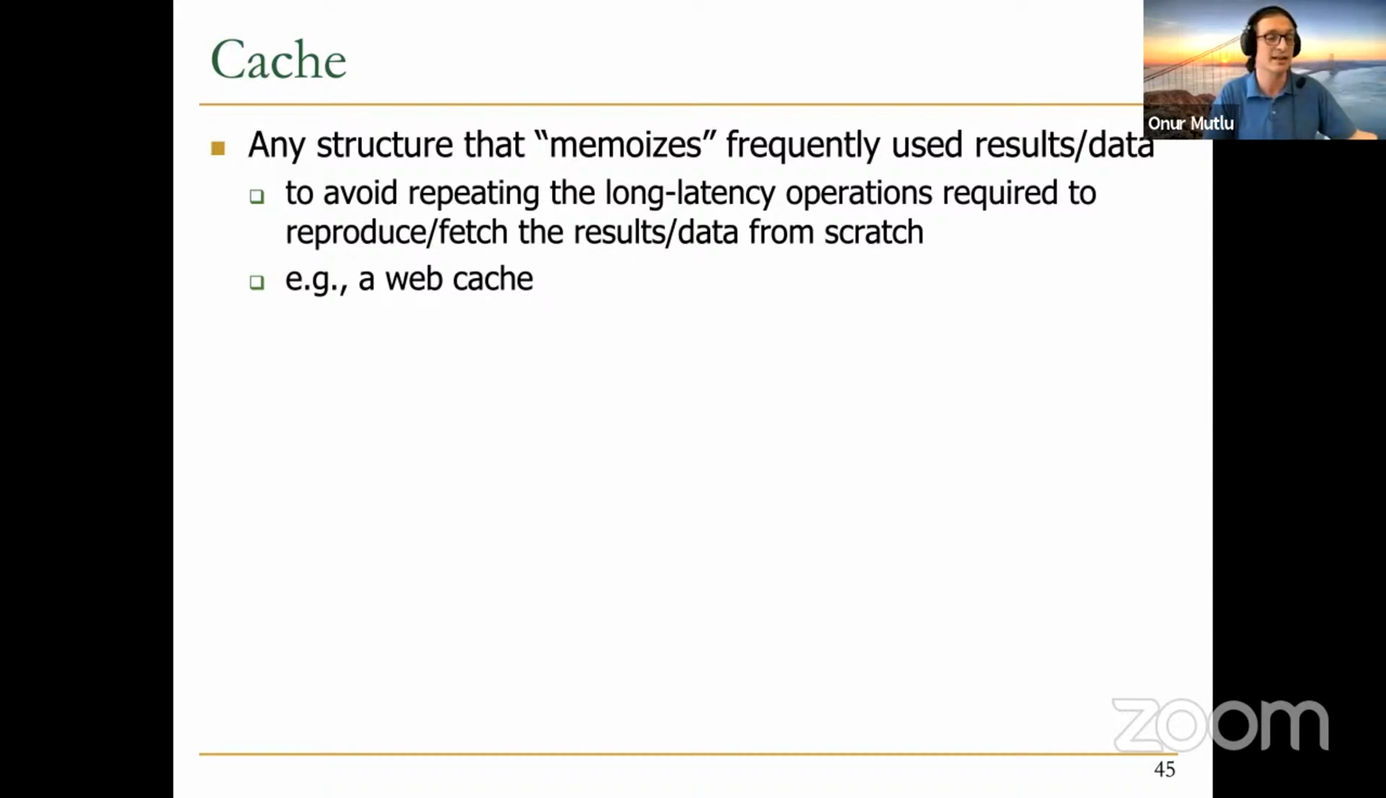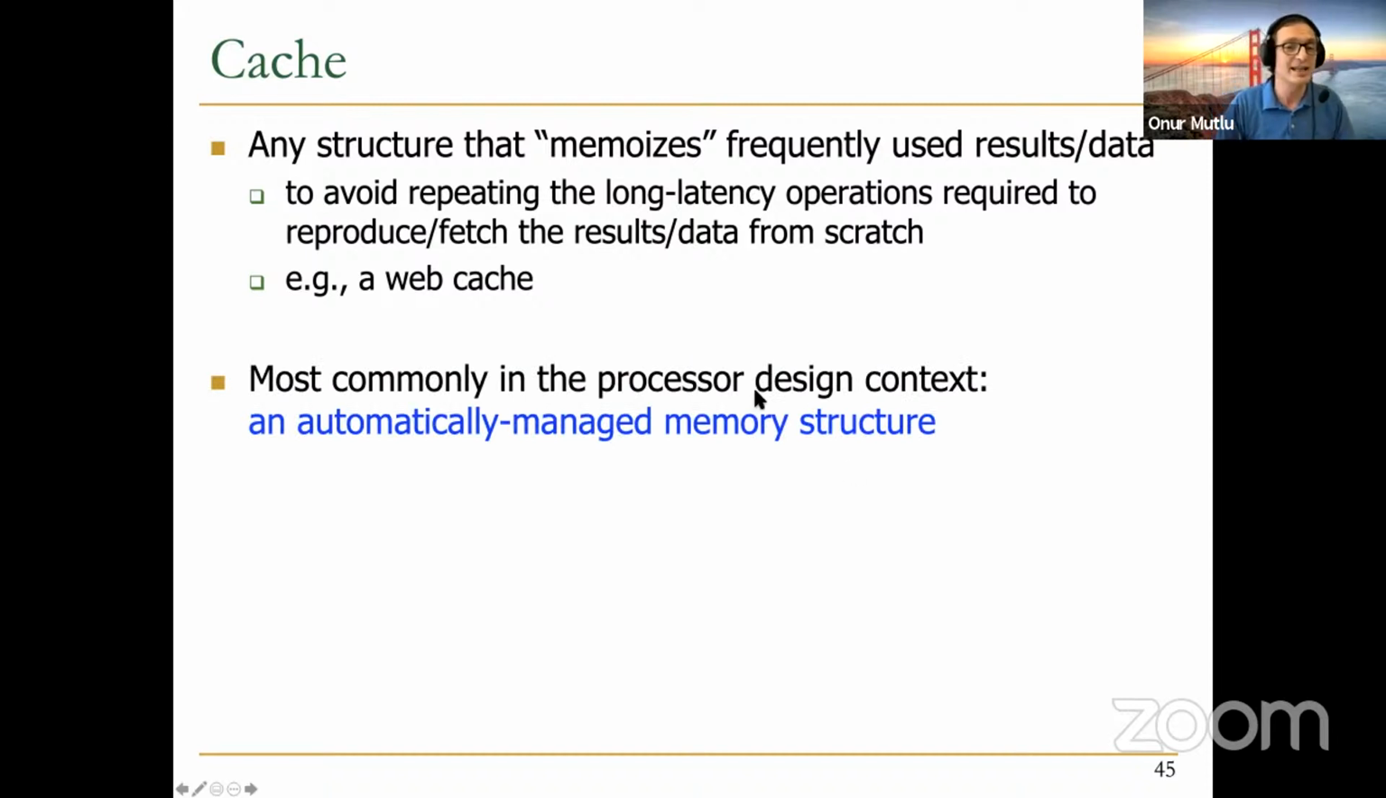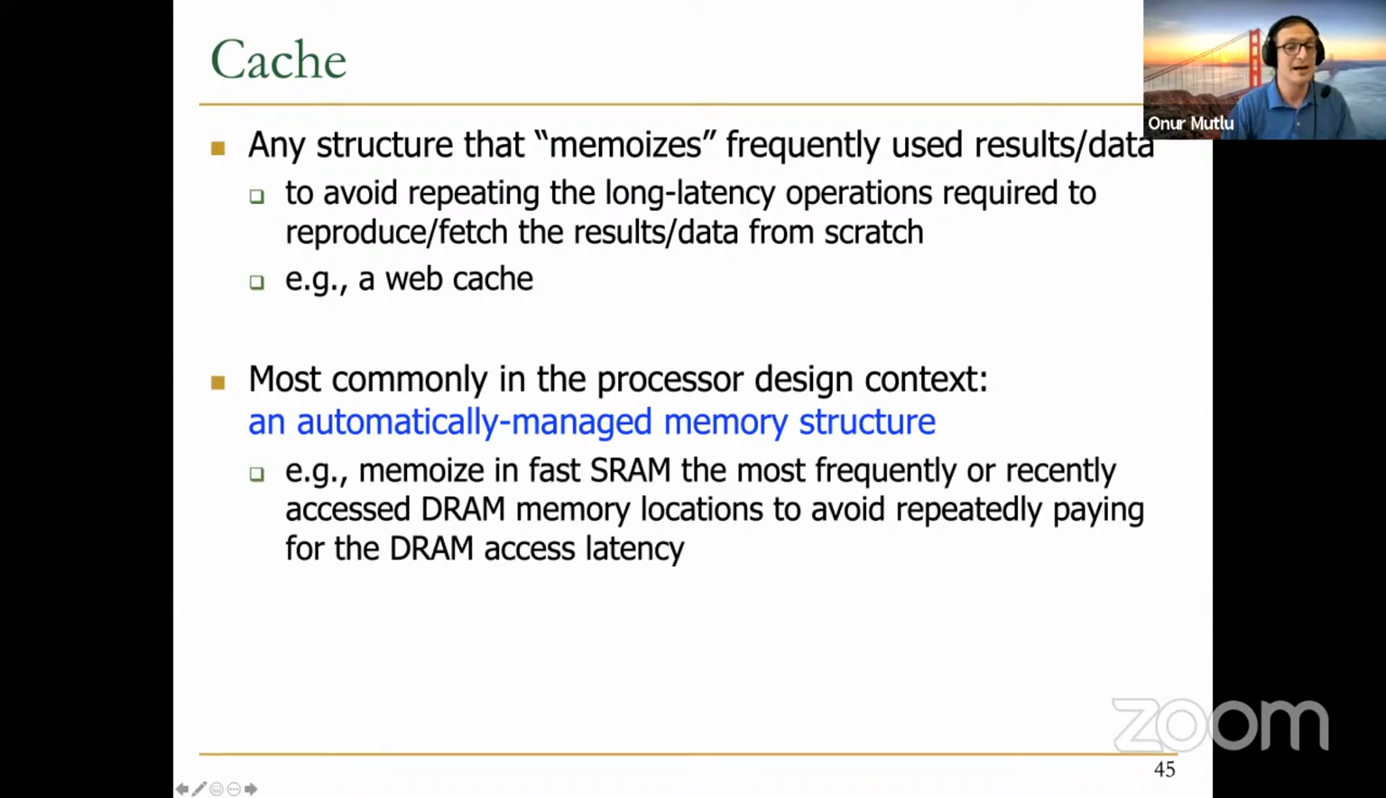They're software. Clearly, the ideas that we're going to discuss are going to be applicable to many things in systems and software as well. But we're going to look at a particular case of a hardware cache. Most commonly in the processor design context, this is an automatically managed memory structure, and it's usually SRAM. For example, we want to memorize and fetch in SRAM the most frequently or recently accessed DRAM memory locations to avoid repeatedly paying the penalty for the DRAM access latency. Even in this sentence, I don't quite tell you exactly what's cached. I say most frequently or most recently accessed. These are two different things, actually. How do you determine what's most frequently accessed? That becomes a question now.